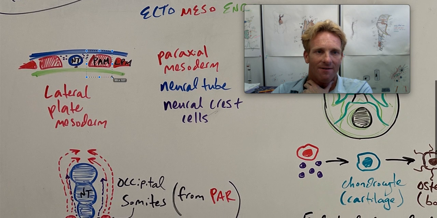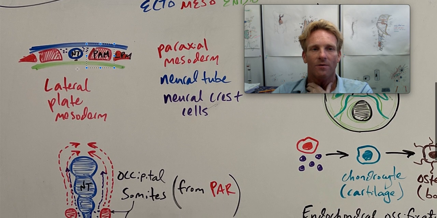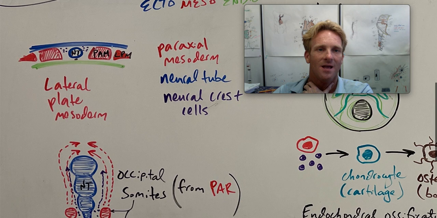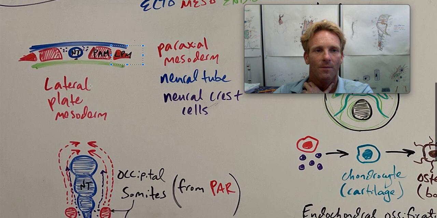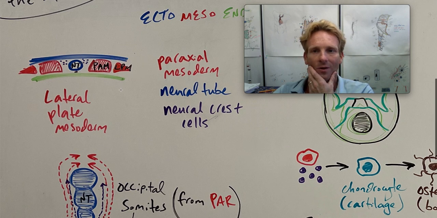It's worth mentioning now that there's actually two different sections of mesoderm here. Right beside the neural tube, to the left and right of it, that is the paraxial mesoderm, which is abbreviated PAM. And then just to the side of that, that's where we have the lateral plate mesoderm. Okay, that's going to come in important a little bit later.